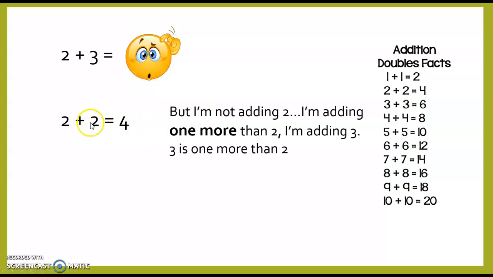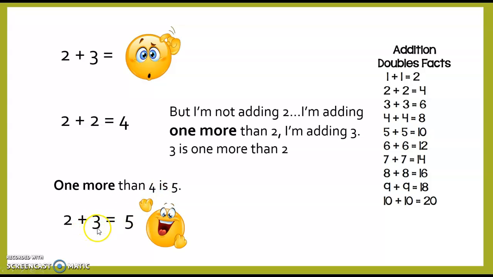But I'm not adding 2. I'm adding one more than 2. I'm adding 3. 3 is one more than 2. So I have to think to myself, well, what's one more than 4? What's one more than my answer to my doubles fact? Well, one more than 4 is 5. So 2 plus 3 equals 5.